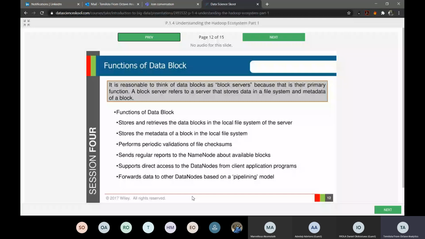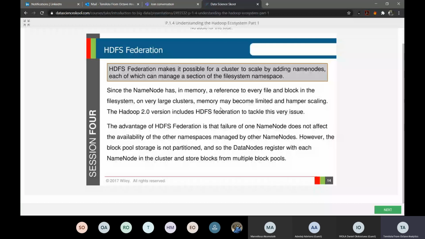So how does Hadoop 2 tackle this? What it does is that the failure of one name node does not affect the availability of other namespaces managed by other name nodes. So meaning it creates additional name nodes on different clusters or different servers elsewhere in the data center so that data nodes register with each name node in the cluster and store blocks from multiple block pools. So it's more or less the same process of cloning yourself for every entity that is in the HDFS architecture. So for this now, there is a clone.